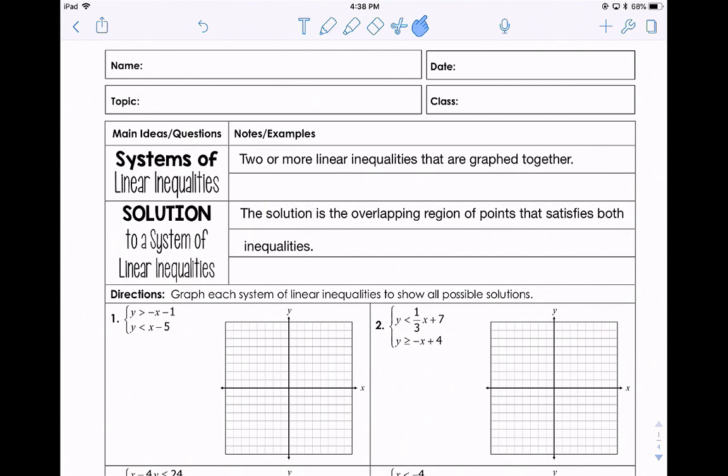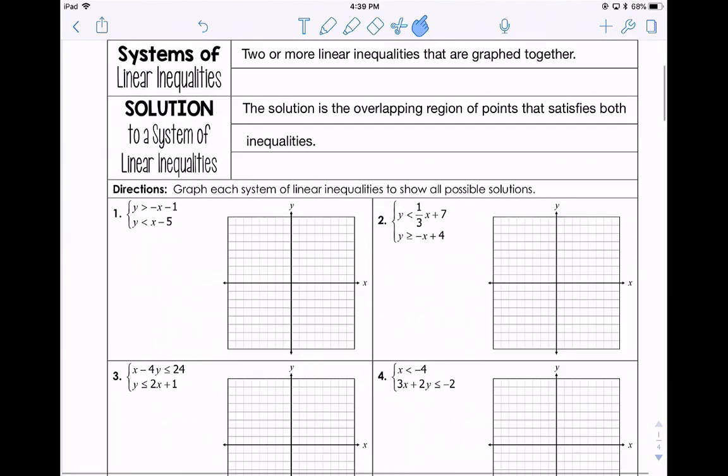All right, so starting with number one as our example, the directions say graph each system of linear inequalities to show all possible solutions. So we're going to graph both of the inequalities. Where their solutions overlap is going to be our actual answer. All right, so we'll get started. I'm going to zoom in so I can graph a little bit easier.